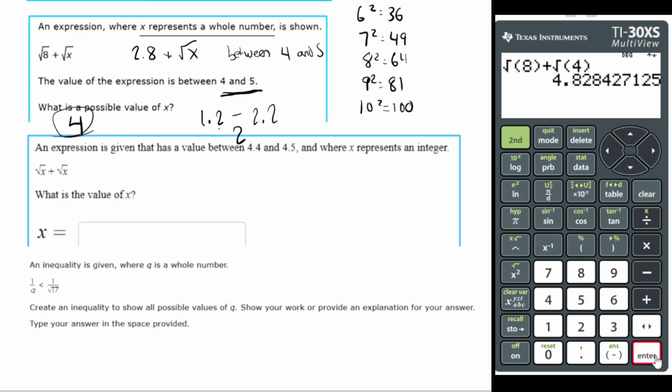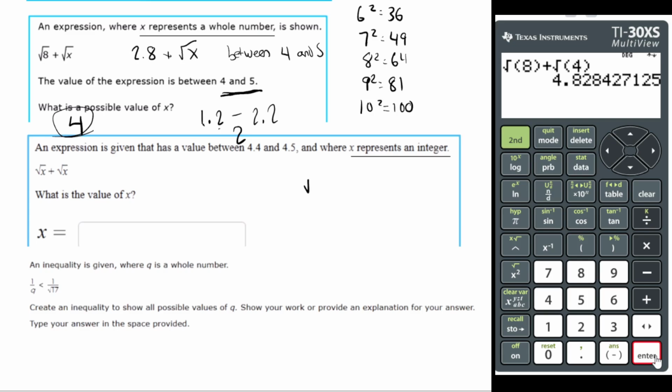This one's a little more tricky. An expression is given that has a value between 4.4 and 4.5, where x represents an integer, and it gives you the square root of x plus the square root of x. What is the value of x? So, x has to represent an integer. So again, we're working with no decimals.